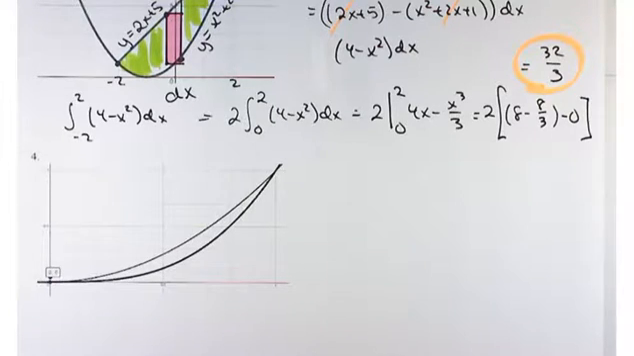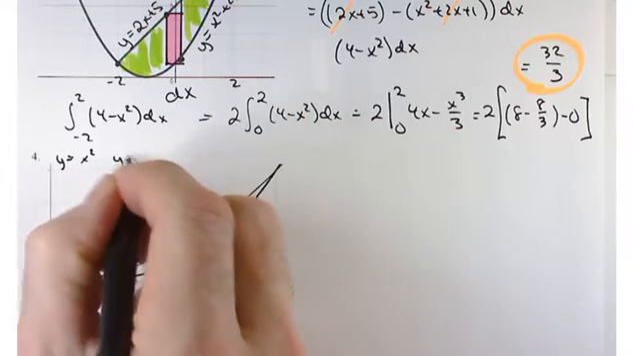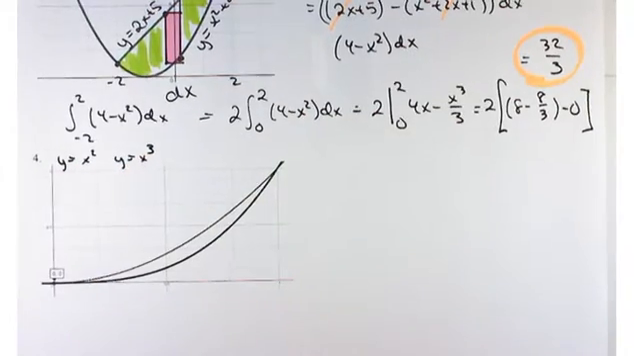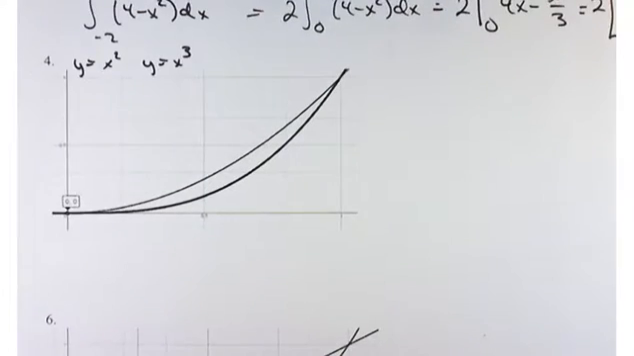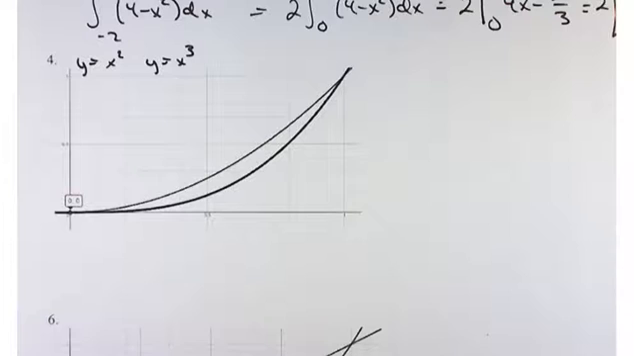This time we're trying to find the area between these two curves, y equals x squared and y equals x cubed. Here's an interesting question for you. Which one's on top? Which one's the bigger function in the interval shown here? Is it the x squared or the x cubed?